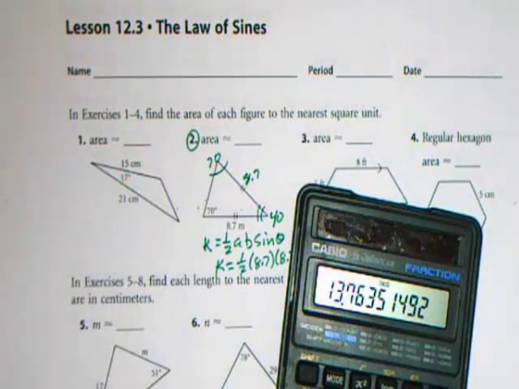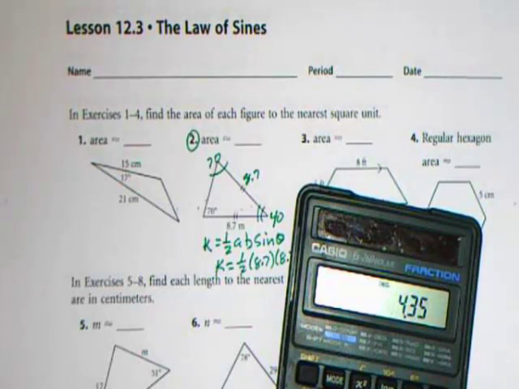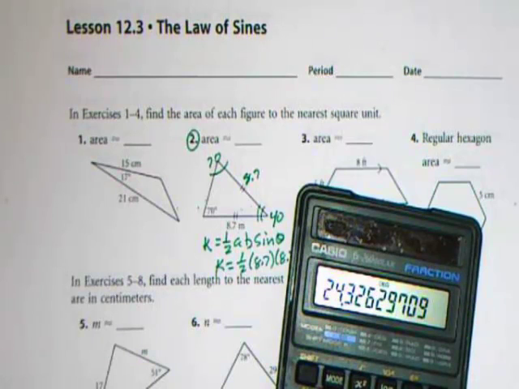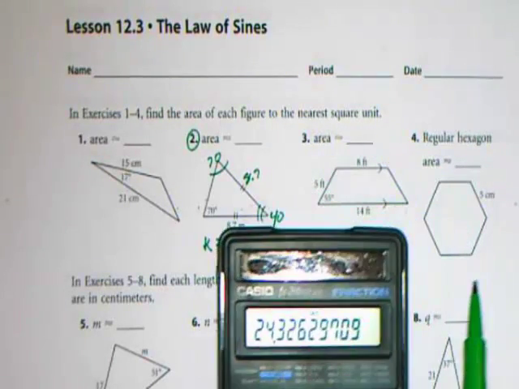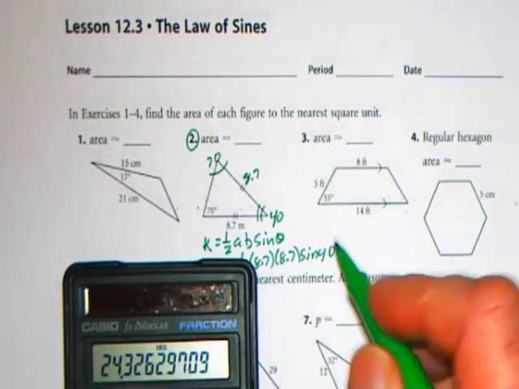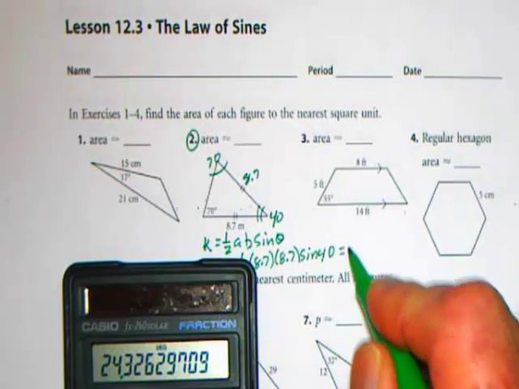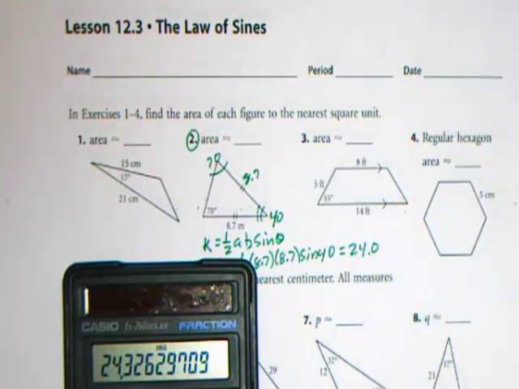So 0.5 times 8.7 times 8.7 times sine of 40 comes out to be 24.32. They want us to round to the nearest square unit, so 24.3 rounds to 24. Or we could write 24.0 to show that it was rounded off.